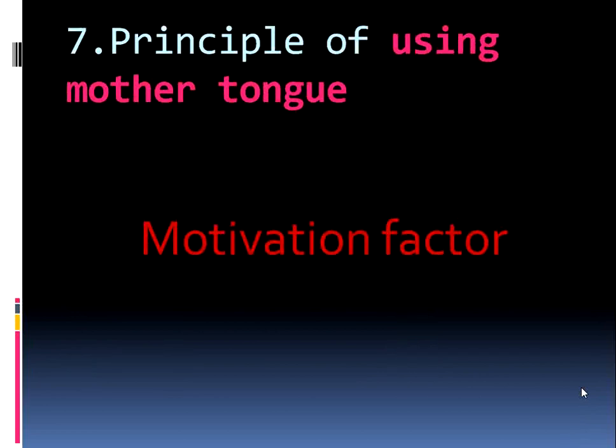Number seven is the principle of using mother tongue. When you use mother tongue in your classroom, it is specifically said that the mother tongue should not be used, but if you use mother tongue in your classroom and translate certain words and sentences, then it can motivate and encourage your students. That is why it is a motivation factor. By using mother tongue, you can encourage your students towards the learning of a particular language. That is why it is also a principle of language teaching. What is the principle? The principle of using mother tongue.